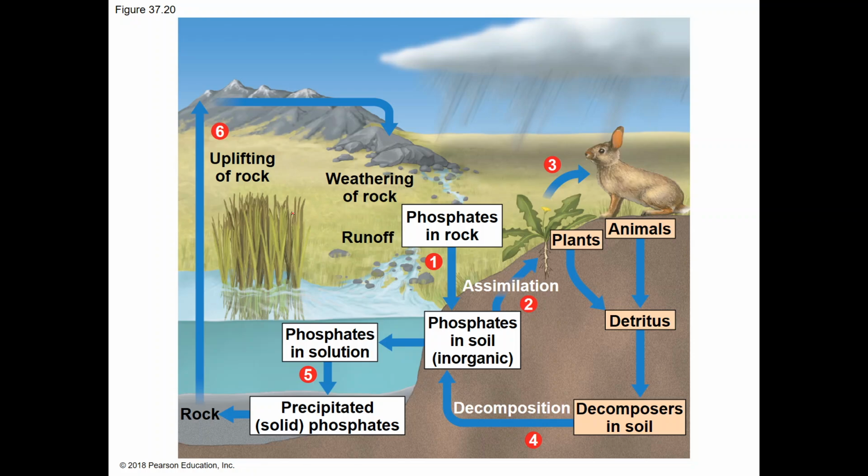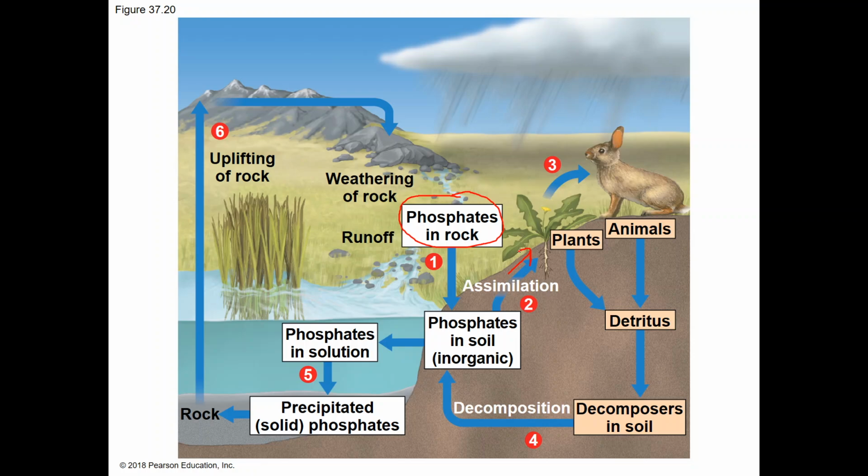Okay, so here's a general model of the phosphorus cycle. Again, this is stored in rocks. The abiotic reservoir is rocks and soils. So the weathering, or breaking down, of that rock gradually over time adds inorganic phosphate into the soil. And plants can assimilate it. Here we have the plant in number 2. The phosphates are in the soil in an inorganic form. Plants can assimilate that phosphorus, those phosphate ions, into organic compounds.